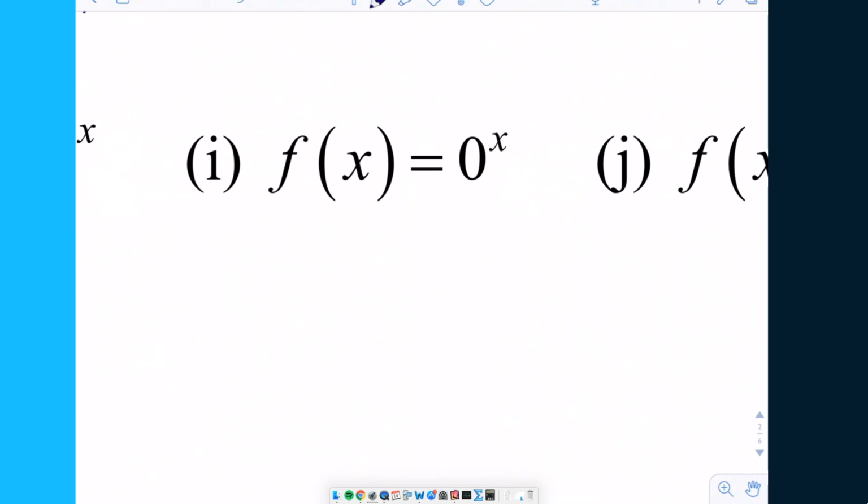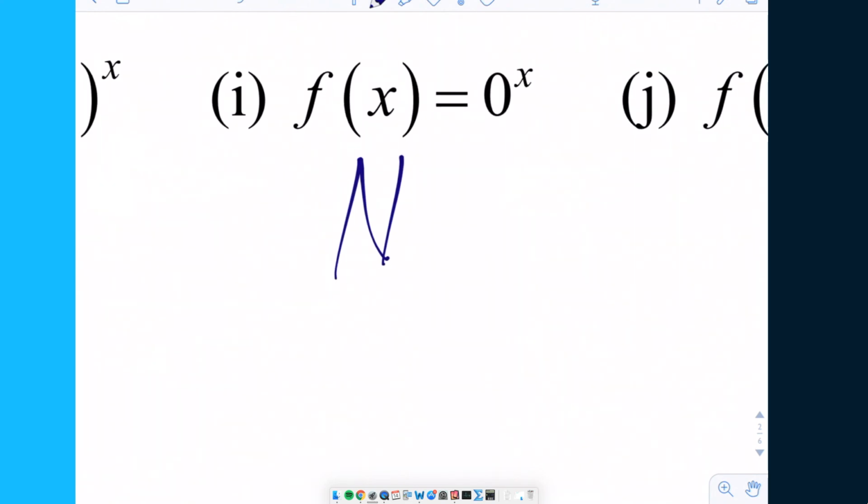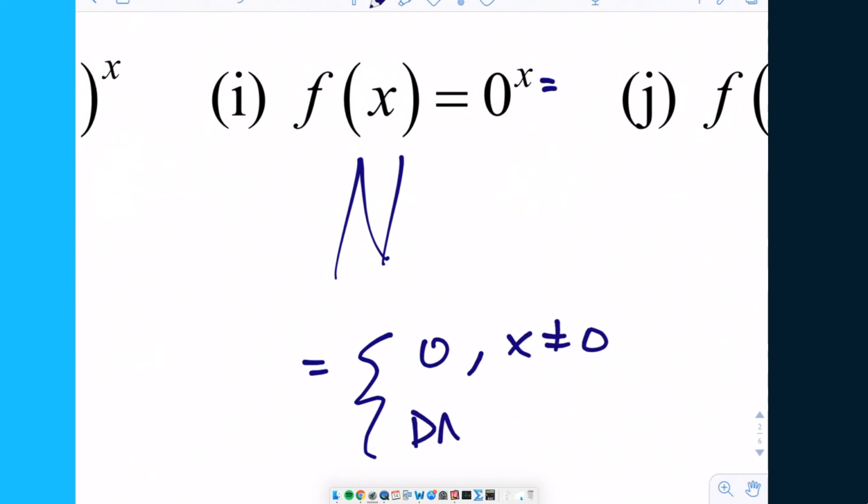No. No. Again, the base can't be 0. What's another name for this function? Zero to the first is 0. Yeah. What about 0 to the 0 power? This one's tricky. This one is the graph of the x-axis, except at the origin there's an open circle. 0 to the 0 is undefined. Okay, it's indeterminate. But 0 to the first is 0.